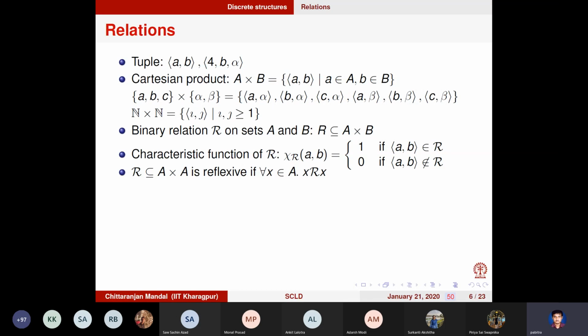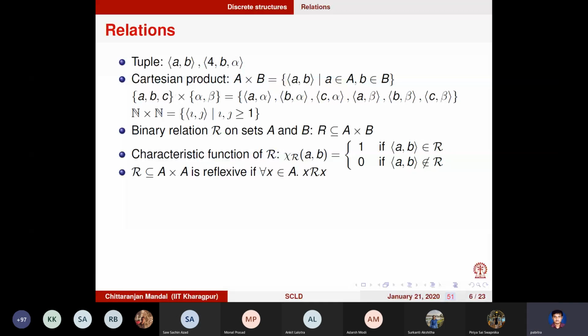Now let us talk about some properties of the relations that we talk about. One relation is called reflexive if an element X of A is always related to itself. So if you pick up any X from A, the relation X R X always holds. Any element of set A is always related to itself. For example, for the divisibility relation, any integer divides itself. So reflexivity holds. If this thing holds for all X, then we say that particular relation is reflexive.